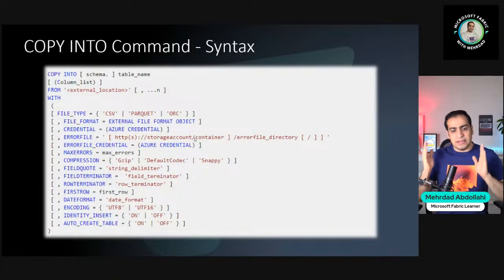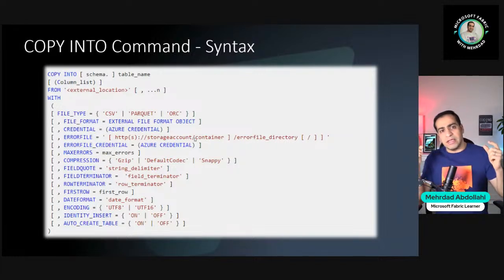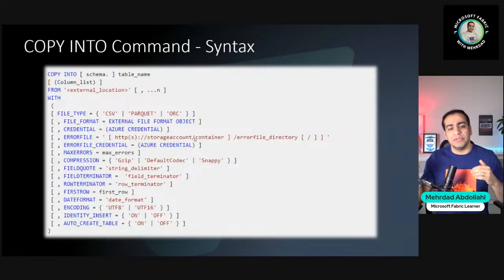And it is the full syntax of this COPY INTO command. We have the schema and table name on top, which is going to be our destination. If we want to specify any column list, we can do that there, and then we say from what location this data is going to be loaded, the CSV file or Parquet file. Then we have some attributes at the bottom where we specify the file type.